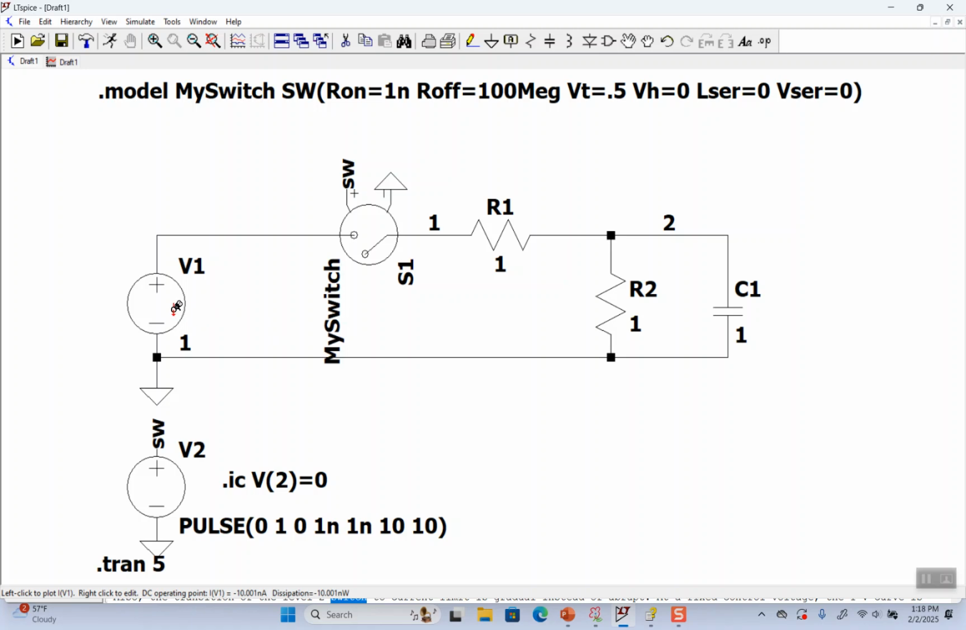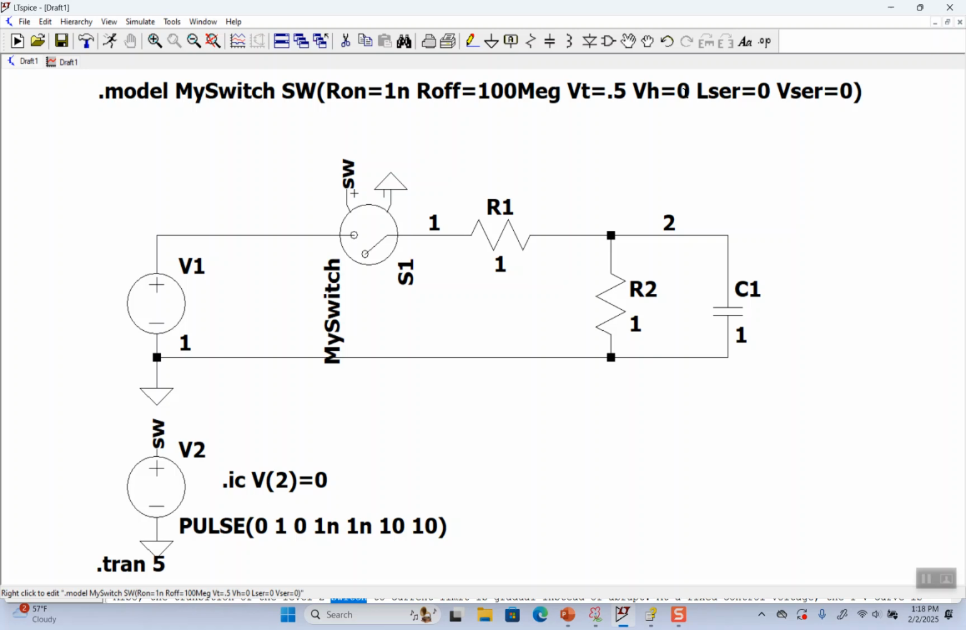It's ideal at 1 volt, and we have a switch, and RN is 1 nano ohm, which you could make a pico ohm. I want 0 because I'm trying to make it ideal, but you can't put 0. It'll choke. The resistance when it's off, I put 100 meg. The VT is the transition voltage, 0.5. So you'll see that this pulse goes from 0 to 1. It changes state every 10 seconds, and it'll change state when it crosses 0.5.